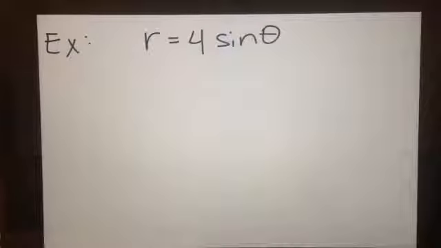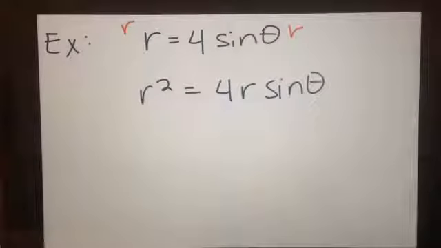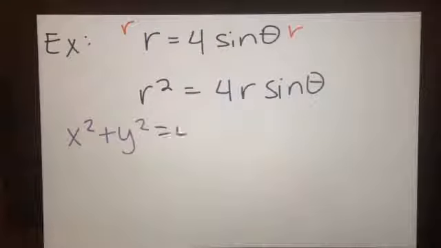So that I can at least recognize that it's a circle, I'm going to multiply both sides by r. So I get r squared equals 4r sine theta. And if you guys recall, r squared is the same thing as x squared plus y squared, and r sine theta is actually the same thing as y. So we have x squared plus y squared equals 4y.